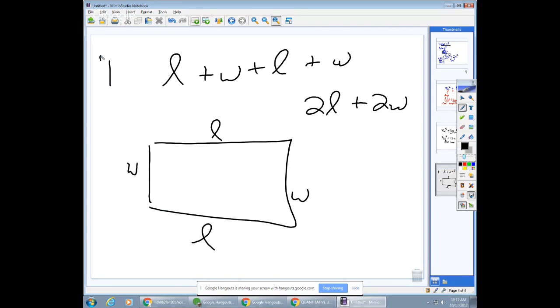So the perimeter formula can either be written that way, or it can be written this way. I can't simplify it anymore because L and W are not the same variable, so they are not like terms at that point. Okay, so that's another example of where like terms come together in the perimeter formula for a rectangle.